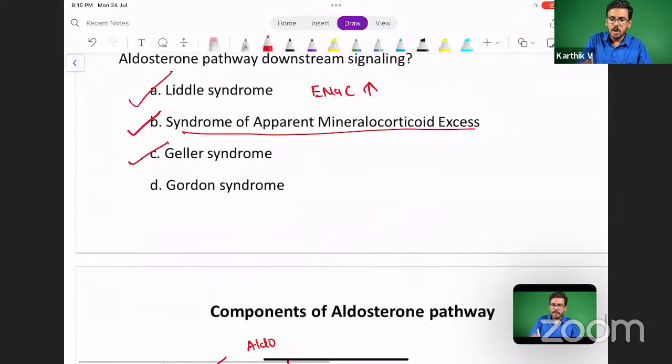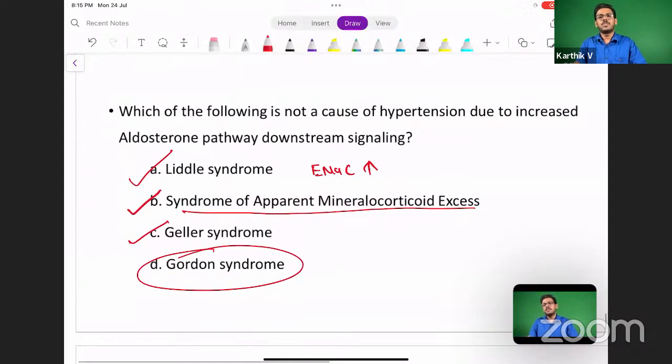And finally, what is Gordon syndrome? We have seen Gordon syndrome is pseudo-hypoaldosteronism type 2 due to WNK4 gene mutation, which causes overaction of the sodium chloride transporter, and its action is independent of the mineralocorticoid action pathway. So Gordon syndrome is the answer for our question.